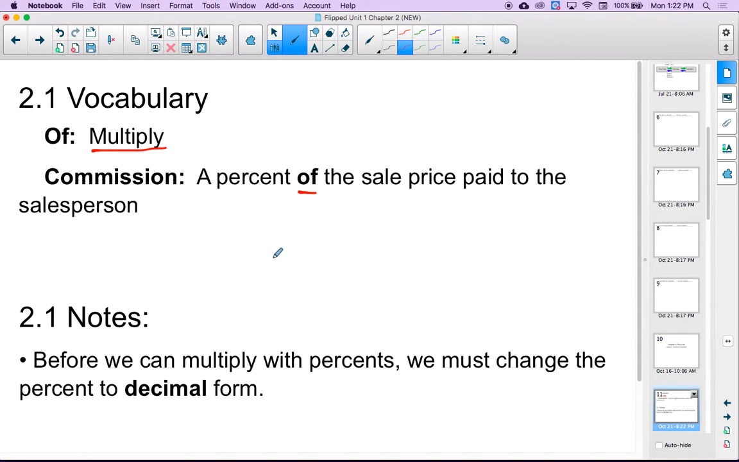Look at the of there, we know we'll be multiplying, paid to the salesperson. So if you sell cars, you might get a base salary, so that's your pay that you get just for working there. And then every time you sell a car, you may end up getting 5% of the sale price. That goes directly to you.